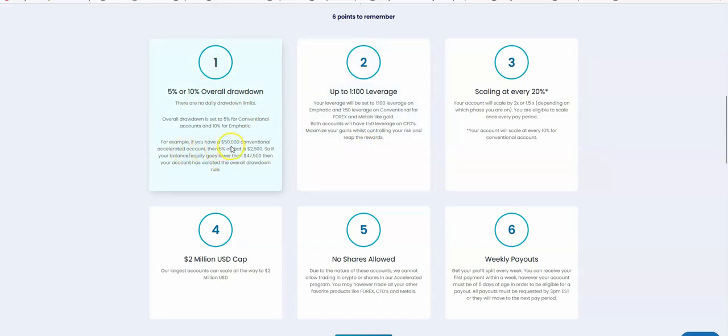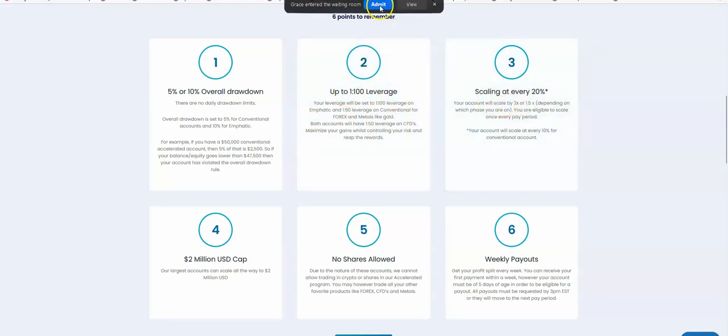Now, for example, if you have a 50K conventional accelerated account, then 5% of that account is 2,500. So if your balance and equity go below that, pay attention to your equity. If your equity goes below 47,500, then your account will be violated for overall drawdown. So you are breaking the rules, you lose the account, and the money that you used to purchase it is gone. And this is the leverage.